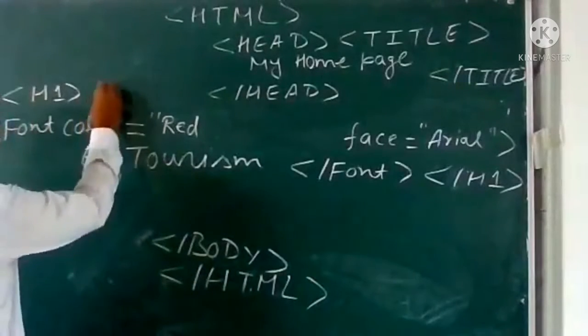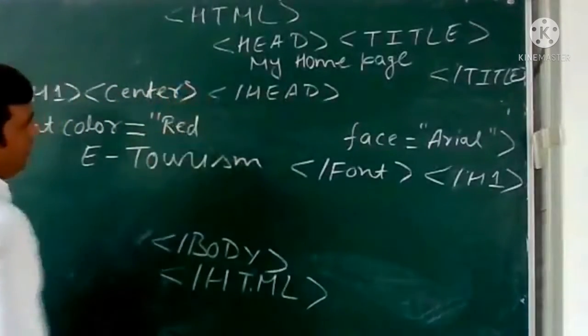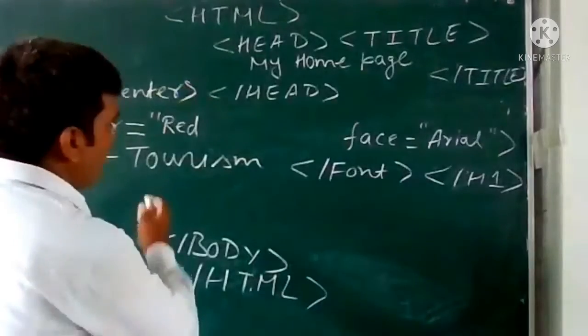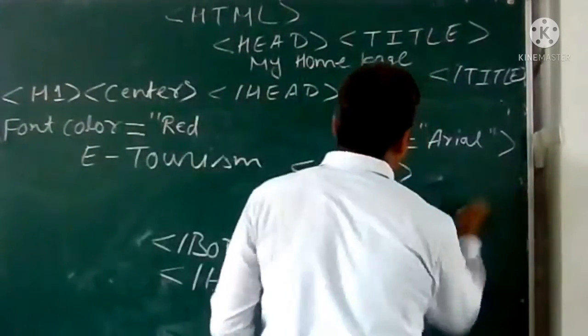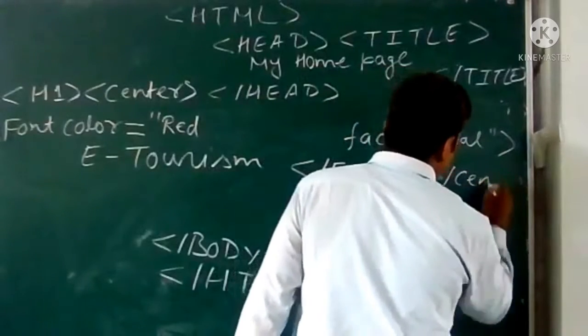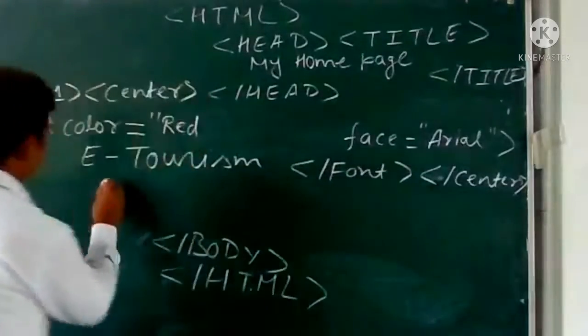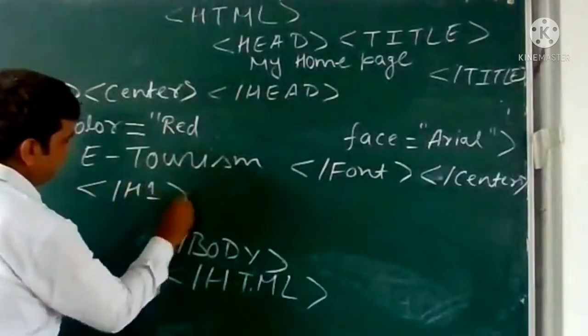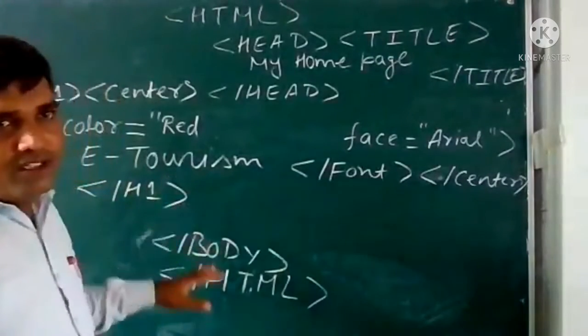For that we have to use the center tag. So now we want to make it center, so I will open the center tag here. Center, C-E-N-T-E-R. Now I will close the center also. So before the heading H1 closes, I will close center, and after that I will close the heading. So this center tag will place the text e-tourism horizontally at the center of the web page, and after that I will close this H1. So like this we are controlling the appearance of the text of the web page.